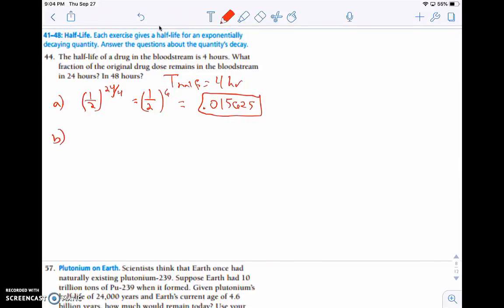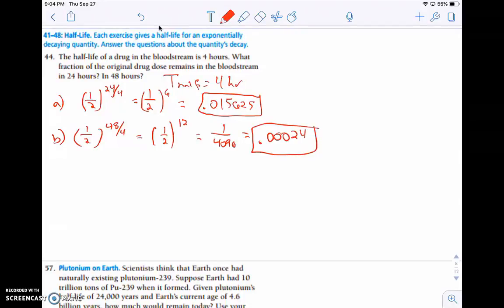In part B, after 48 hours, we would take 1/2 raised to the 48/4 power, which would be 1/2, whoops, got ahead of myself, 1/2 to the 12th power. And this is a very, very small number, 1/4096, or 0.00024. So it's practically undetectable. It's so small at that point.